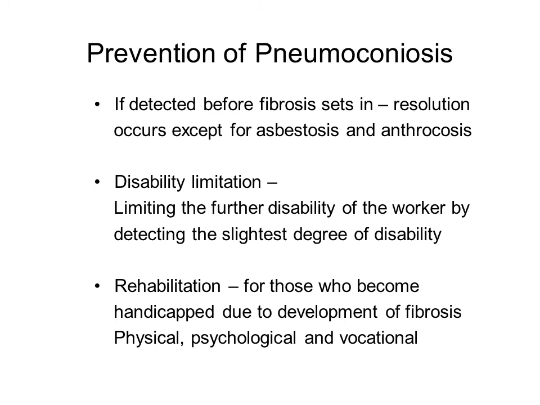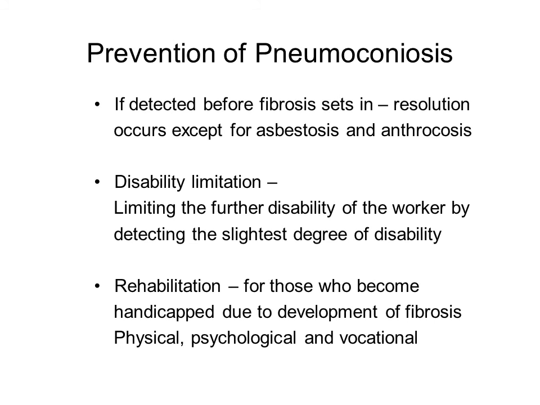The tertiary prevention again has 2 points: disability limitation and rehabilitation. What is disability limitation? It is limiting the further disability of the worker by detecting the slightest degree of disability, that is early detection of the disease before the fibrosis sets in, or if the fibrosis sets in, it is in the early stage of the disease, right? Like in anthracosis, in the early stage, before the progressive damage has occurred, before the progression of the emphysema, if we can diagnose, that will be a great help in preventing the disabilities.